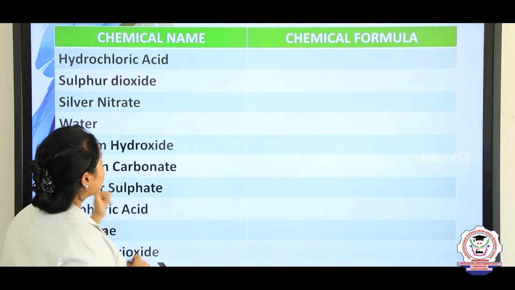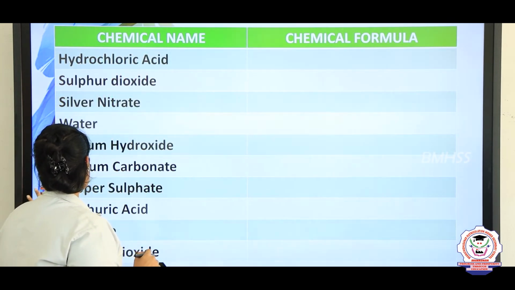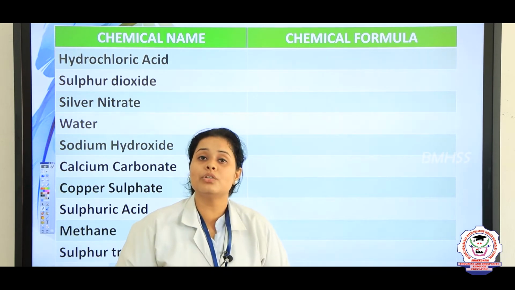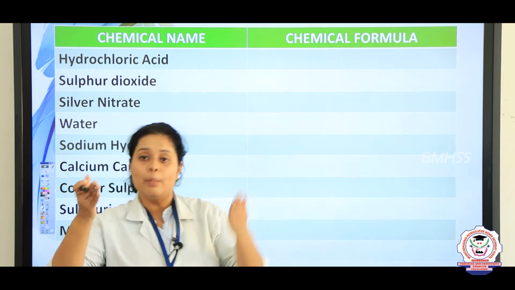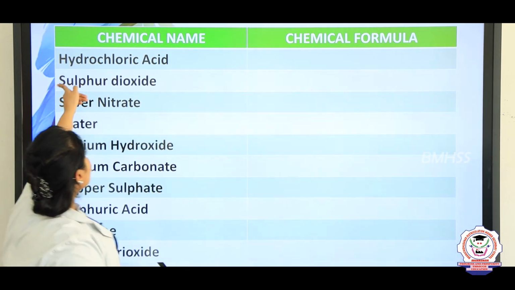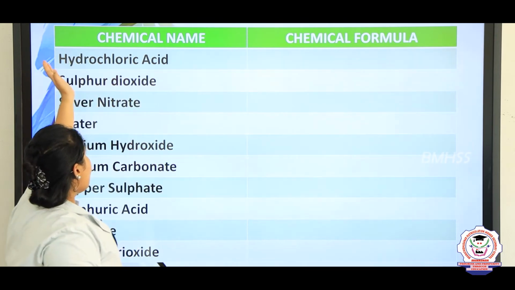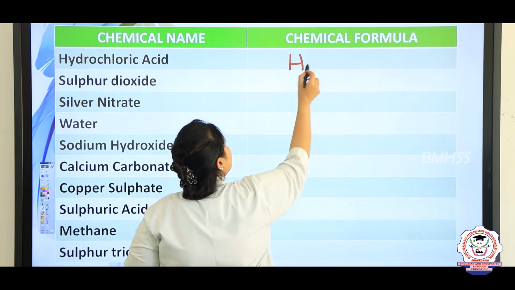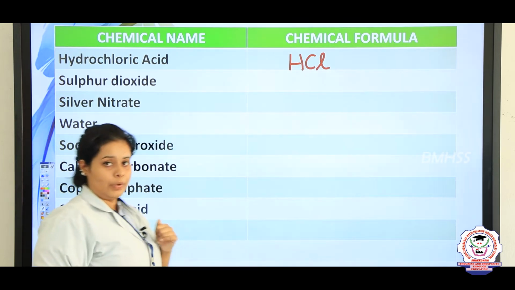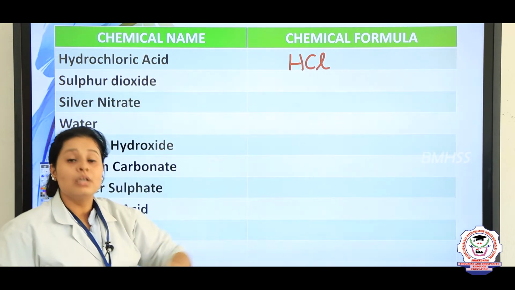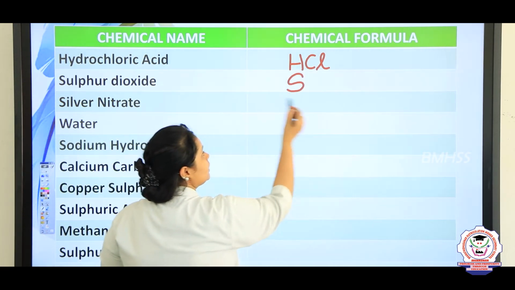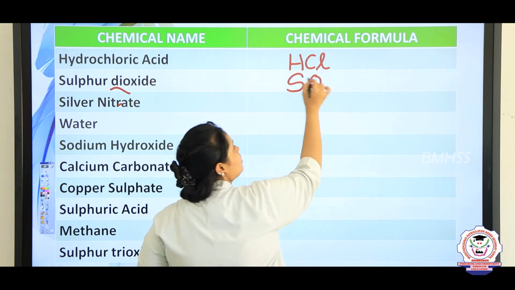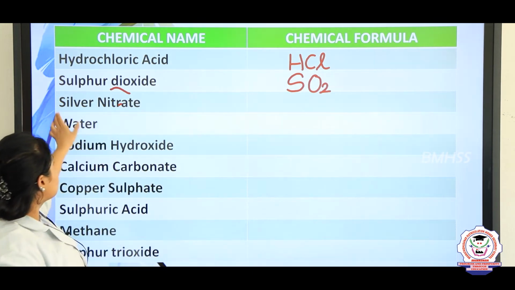Now let's see how to find the formula of various substances. The first one is hydrochloric acid. Children, hydro is the combination of hydrogen and chloric means chlorine. When hydrogen and chlorine are combined together, they are known as hydrogen chloride or hydrochloric acid. So the formula we can write as H capital, C capital and small l, HCl. In the same way sulfur dioxide. Sulfur denotes S, oxygen denotes O, and di means 2. So you can write it as SO2.